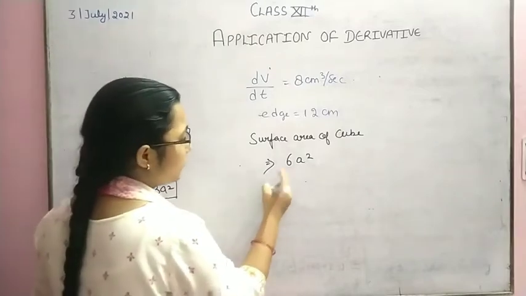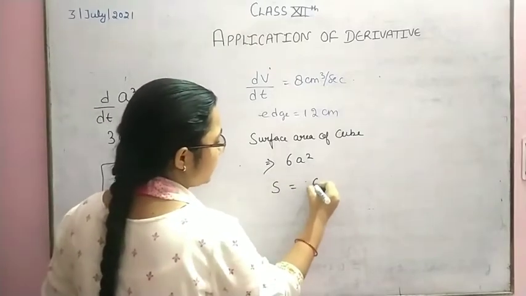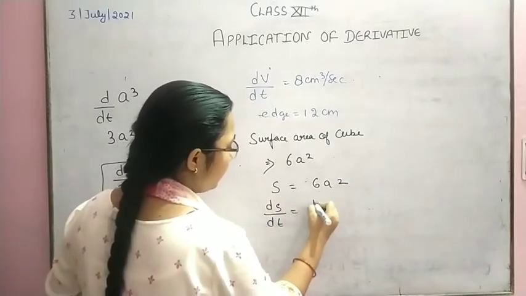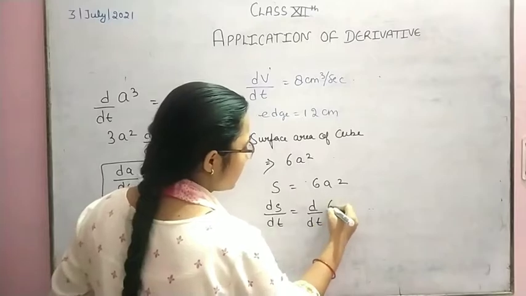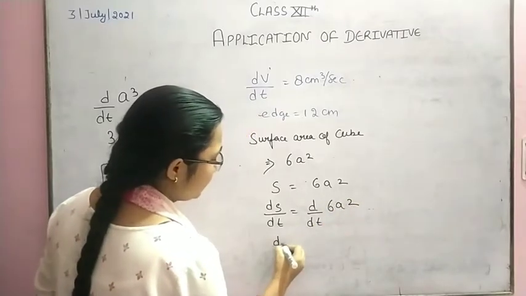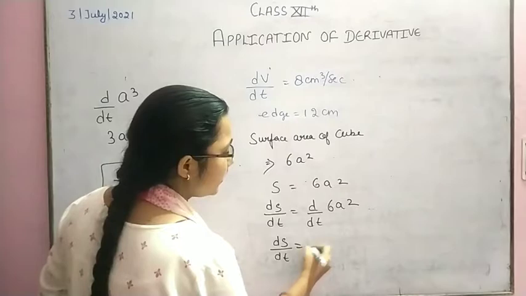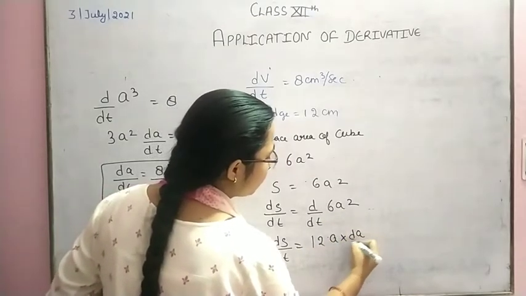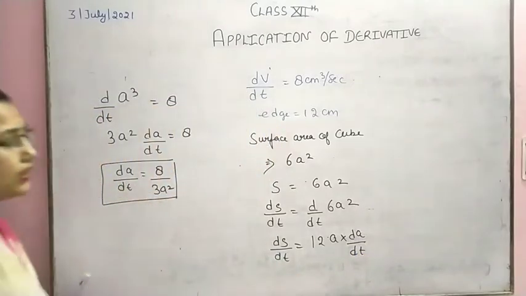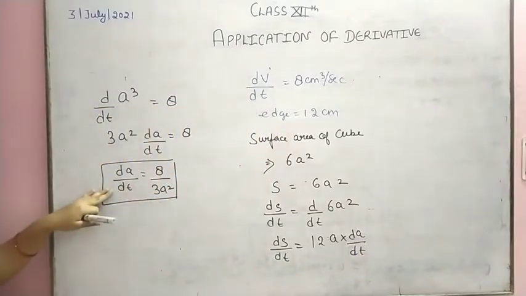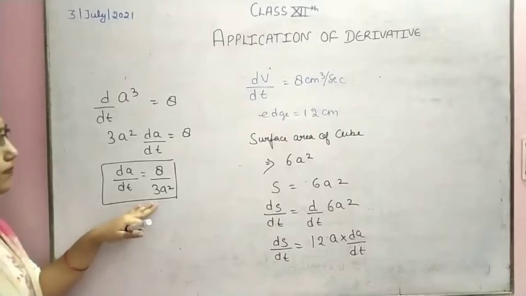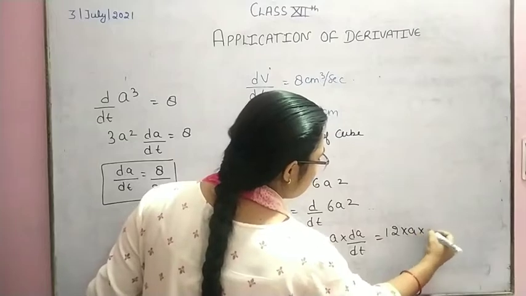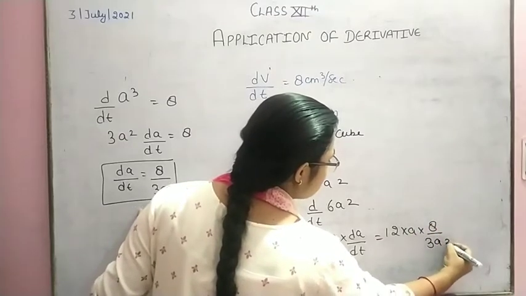Now find the rate of change of surface area. Surface area is 6a square. Now differentiate both sides with respect to t. We get dS by dt is equal to 12a into dA by dt. Just put the value of dA by dt from this equation. We get 12 into a into 8 over 3a square.